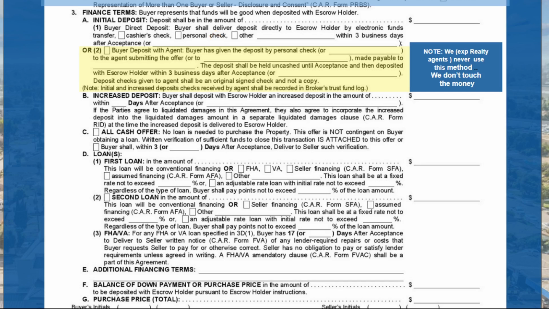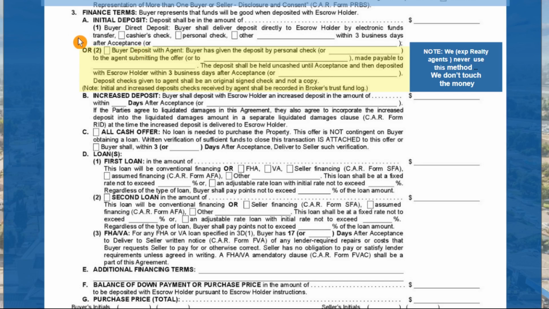3% is the amount that a seller can legally go after, 3% of the purchase price, if there's a breach of contract. So it doesn't make sense to put anything larger than that here, because the seller couldn't go over 3% anyway. But you want it to be enough where the offer will be taken seriously. So 2 to 3% is usually a pretty good rule of thumb, depending on the price of the property.